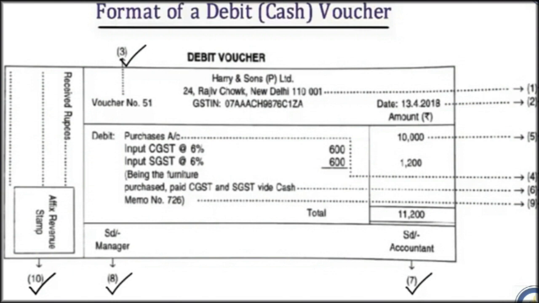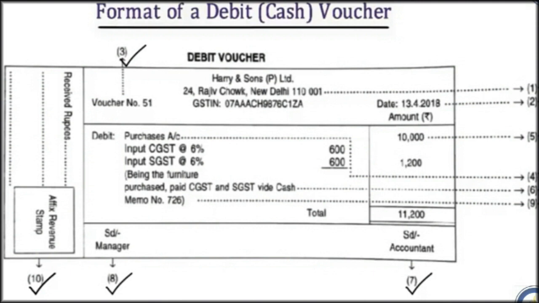Then the seventh number is the signature of the person preparing it. The eighth number is the signature of the authorized person or the authorized signatory.